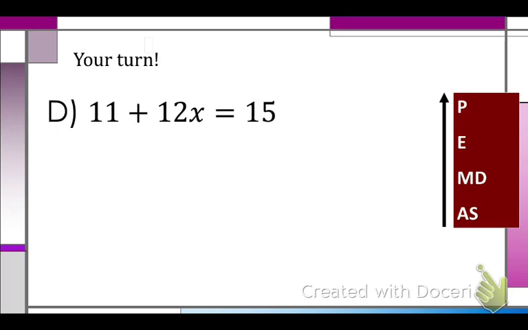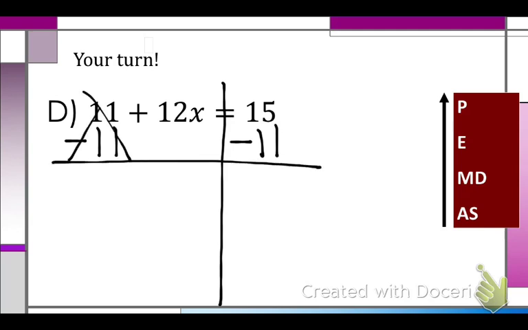Okay. Give this one a shot. Pause the video real quick. All right, let's go through it. I'm going to draw my line first. I'm going to get rid of this addition problem first. So I see I have 11 plus 12x equals 15. I want to get rid of addition first, so I'm going to subtract 11, both sides. 11's cancel, so I have 12x equals 15 minus 11, leaves me with 4. And lastly, divide both sides by 12.